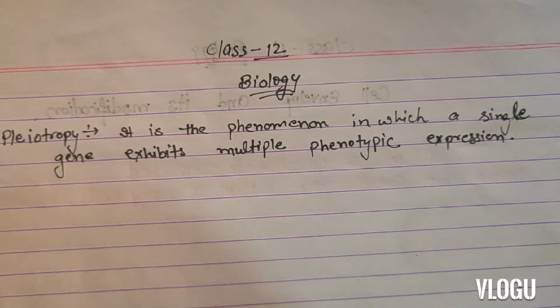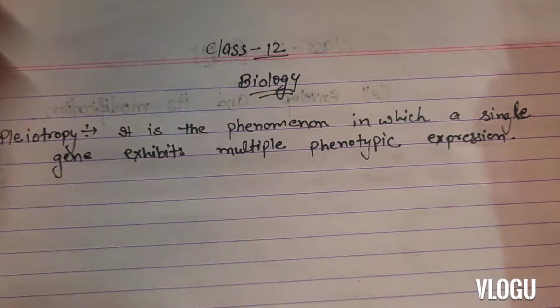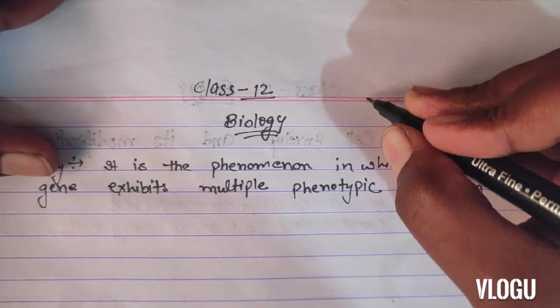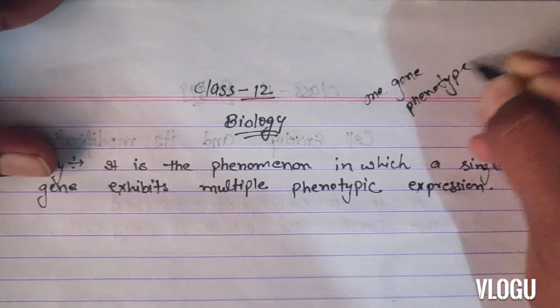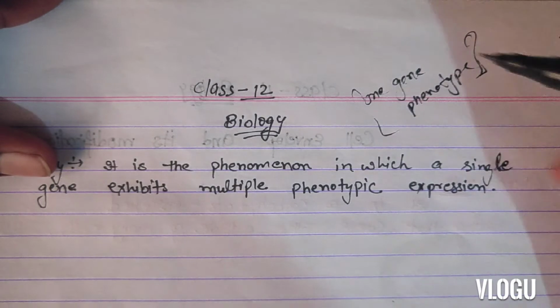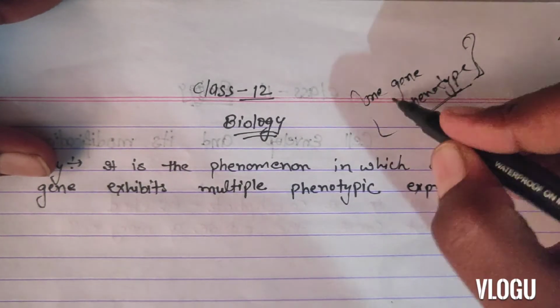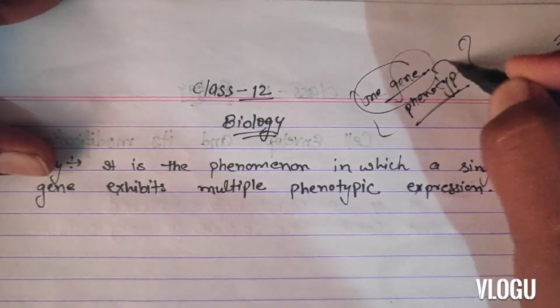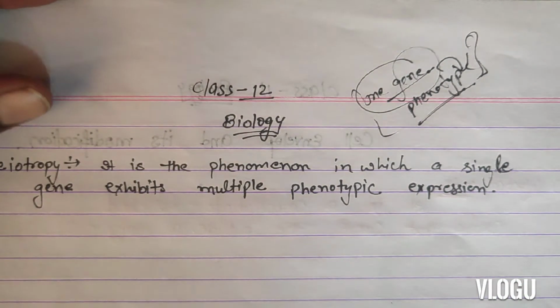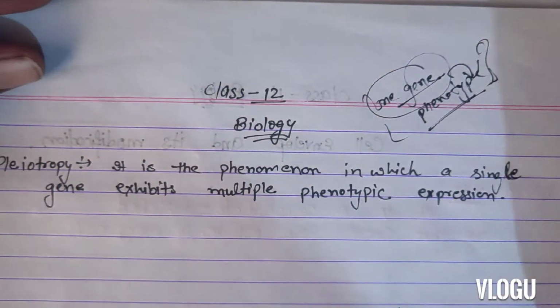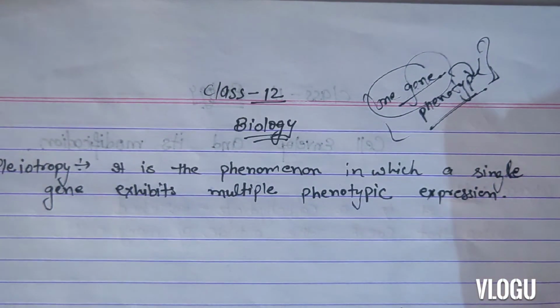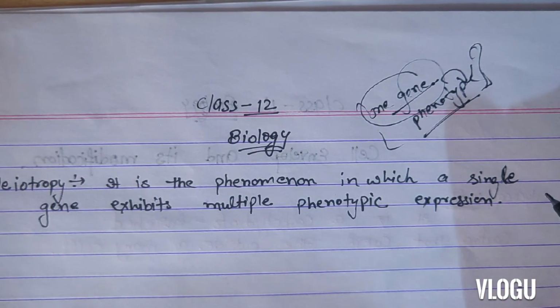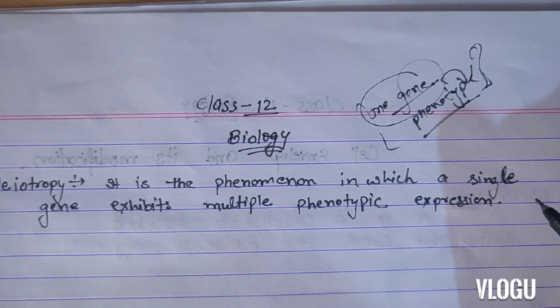Once upon a time there was a concept of one gene, one phenotype. According to this concept, only one phenotype is controlled by one gene, or you can say one gene can only control one phenotype. But this does not happen all the time. Pleiotropy means a single gene expresses multiple phenotypic expressions, and that pleiotropic gene generally affects metabolic pathways which result in different phenotypes.